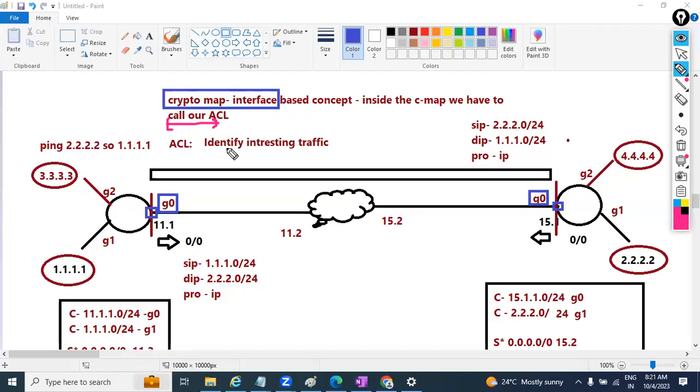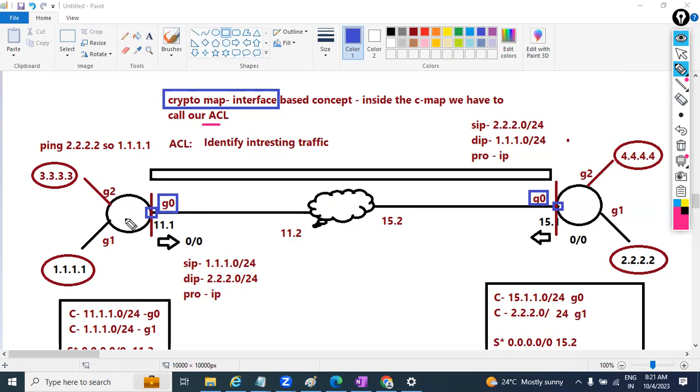Now tell me, as per your interest, this is your interest. After this ACL, okay, now let me finish first. It will take 5 minutes. After that, I'll ask you. Now see, this is Z0 and this is again Z0 here. It's fine. So I have called the crypto map on this interface.